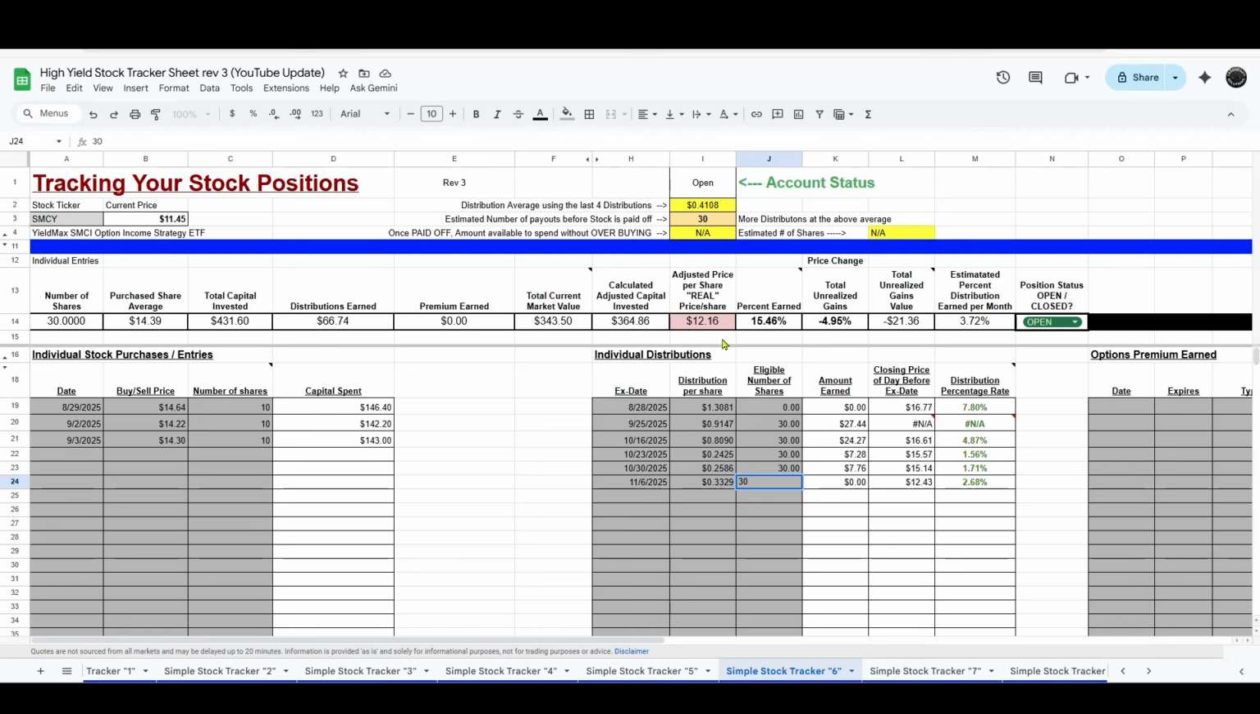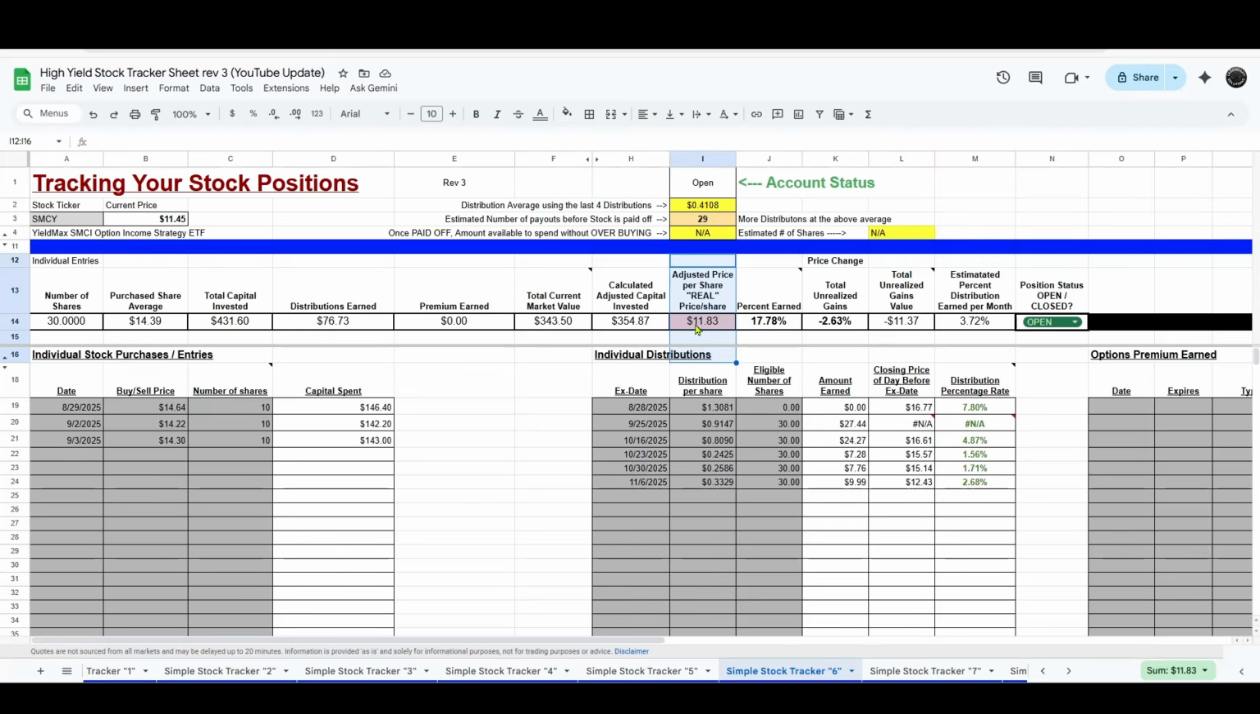So that $12.16 real price per share now goes to $11.83. Now notice the current price has dropped a little bit. So it is at $11.45. But look, just from that distribution, it did lower my real price per share. So instead of me being from that $12 and some odd cents away from that $11.45, I am now $11.83 versus the current price of $11.45, which puts me in a little bit better position. If SMCY moves back up to 12 bucks, I'm back in the green, right?